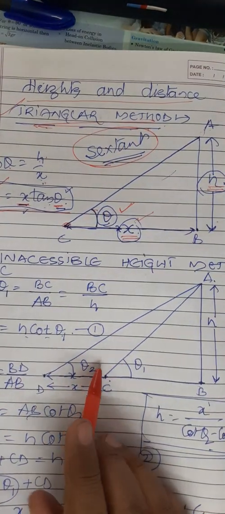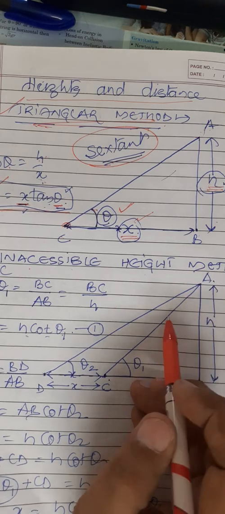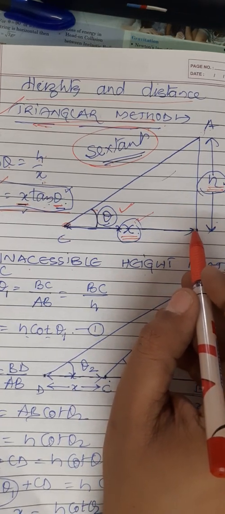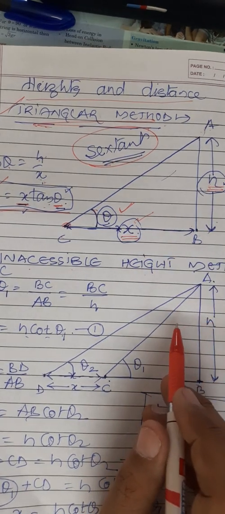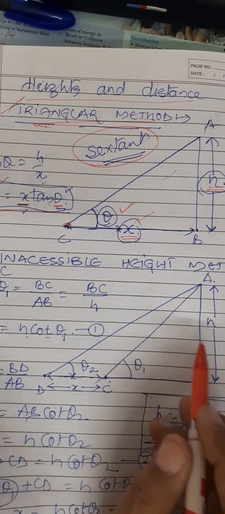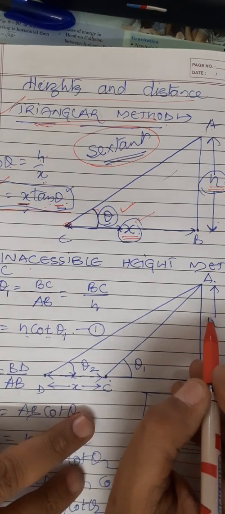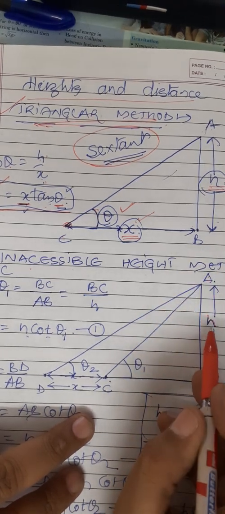Next comes the height of an inaccessible object. In the case of a tree or a building, we can locate the center by measuring the perimeter. But in the case of a mountain, we cannot locate the center of the mountain. So suppose we want to find the height of a mountain, which we suppose as h. AB is the mountain, its height is h.